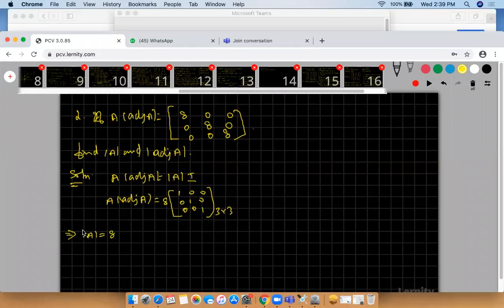Are you okay? So from these two results, comparing, equating, I will get determinant of A. In the position of determinant of A, I am getting 8. So therefore, 8 is the answer for determinant of A. Okay. Now come to determinant of adjoint of A. Actually, what is determinant of adjoint of A? Determinant of A the whole power 2.